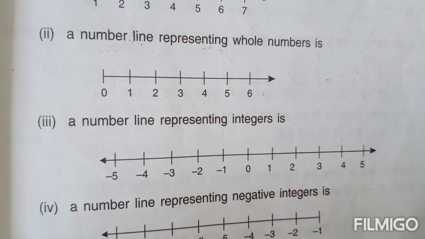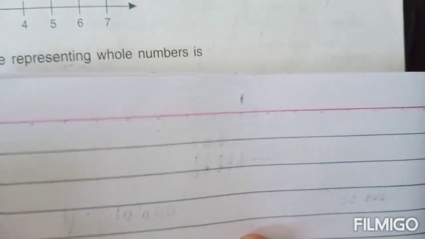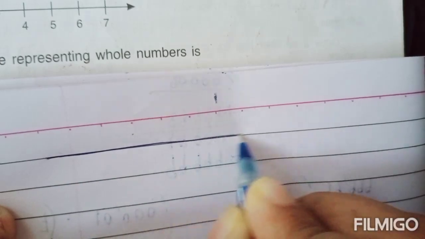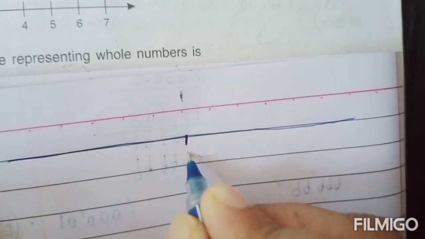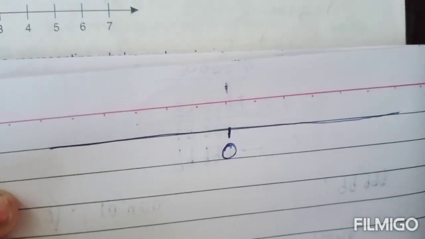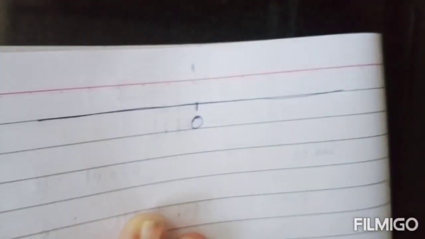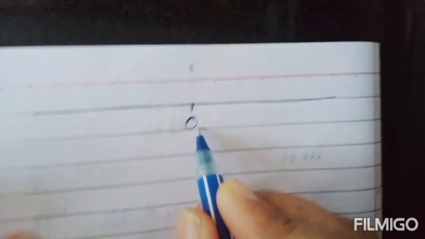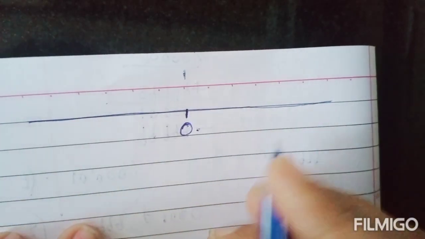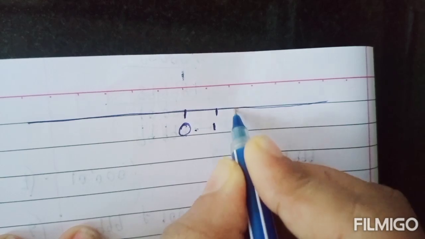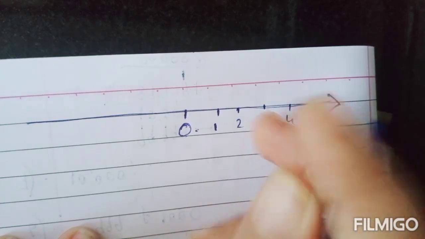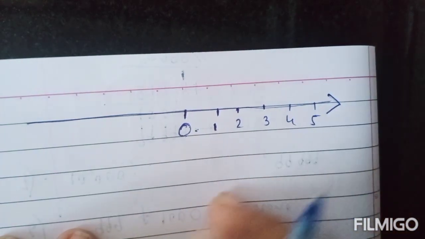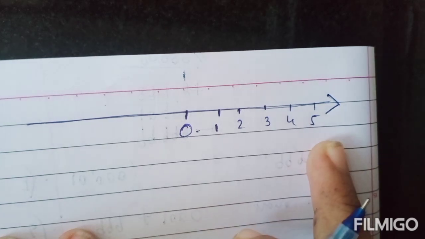Next, third one, a number line representing integers. In order to draw a number line representing integers, first we have to draw a straight line like this. Then in the middle of this line it will be 0. In the number line of integers, in the middle it will be 0, and on the right side it will be positive numbers, that is positive 1, positive 2, positive 3, positive 4, positive 5, etc. It will go endlessly. So you can put an arrow mark at the right end because it will go endlessly.